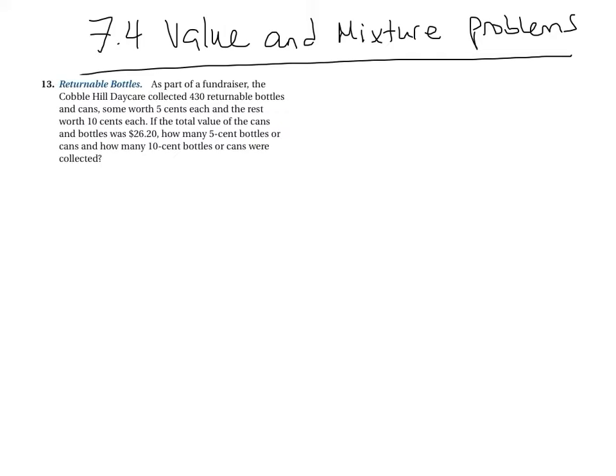It's all about word problems, but the good news is there's only two kinds of word problems, and they both use charts to organize the information. The first type of problem we're going to do is called a total value problem.